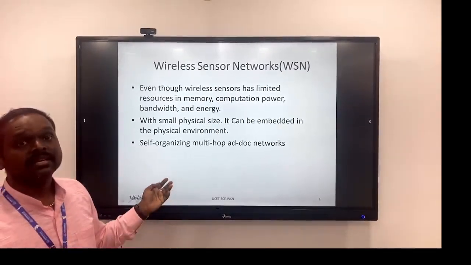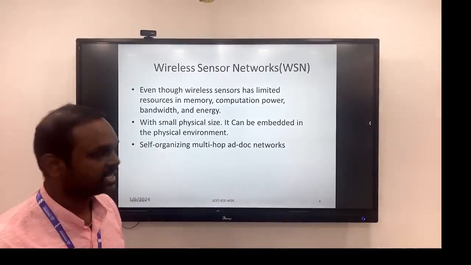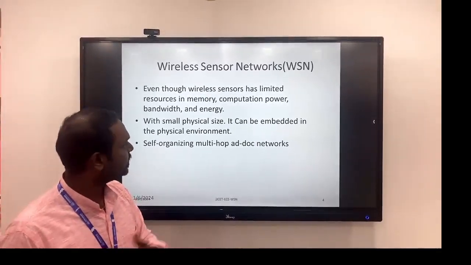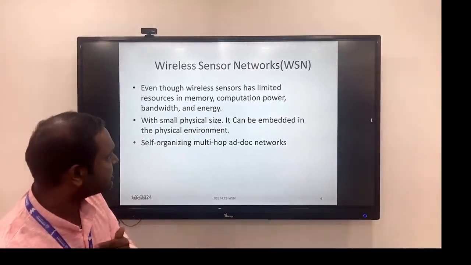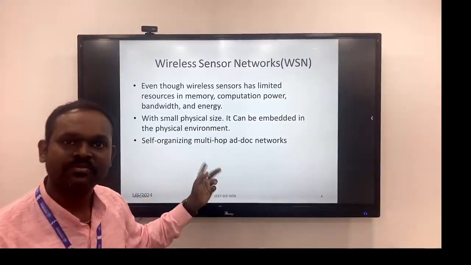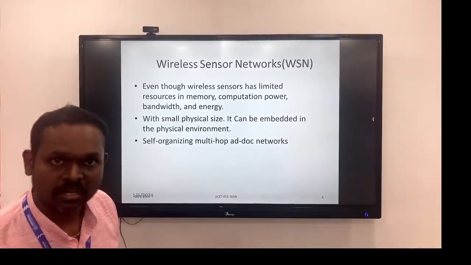Even though wireless sensor networks have limited resources in memory, in computational power, bandwidth and energy, with small physical size, it can be embedded in a physical environment. Self-organizing multi-hop ad hoc networks are also possible here.